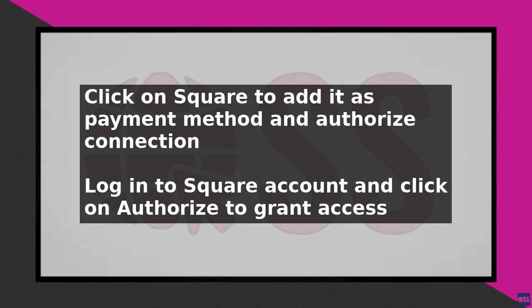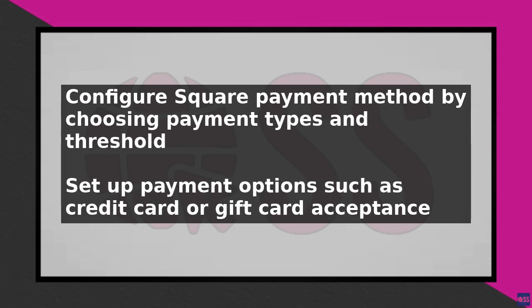In the Payments section, you will see Square listed as a payment method. Click on Edit to configure the Square payment method. You can choose the payment types you want to accept, such as credit card or gift card, and you can also set a payment threshold.